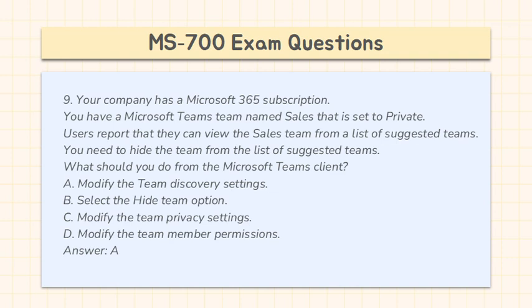9. Your company has a Microsoft 365 subscription. You have a Microsoft Teams team named Sales that is set to private. Users report that they can view the Sales team from a list of suggested teams. You need to hide the team from the list of suggested teams. What should you do from the Microsoft Teams client? A. Modify the team discovery settings. B. Select the hide team option. C. Modify the team privacy settings. D. Modify the team member permissions. Answer. A.